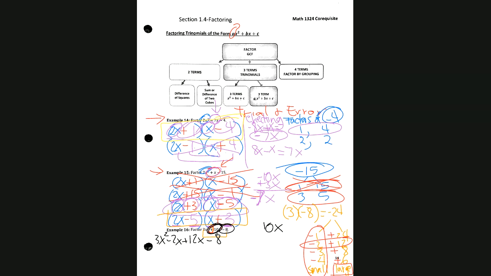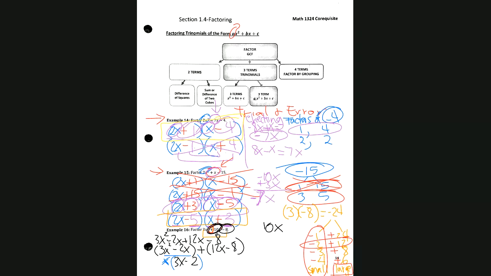So the first group will be 3x squared minus 2x. Then our second group will be 12x minus 8. Now we're going to factor each group individually. So from the first group, we can only factor x. And if we factor x out of 3x squared, we will get 3x. If we factor x out of negative 2x, we will get negative 2.